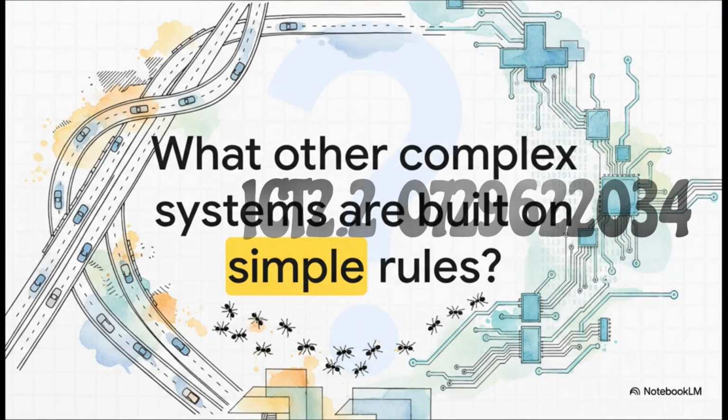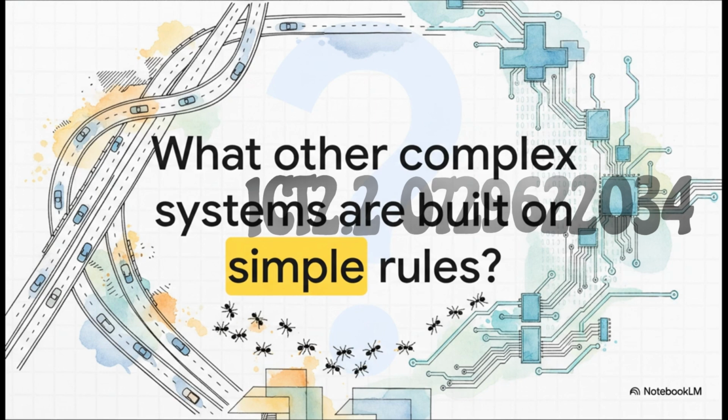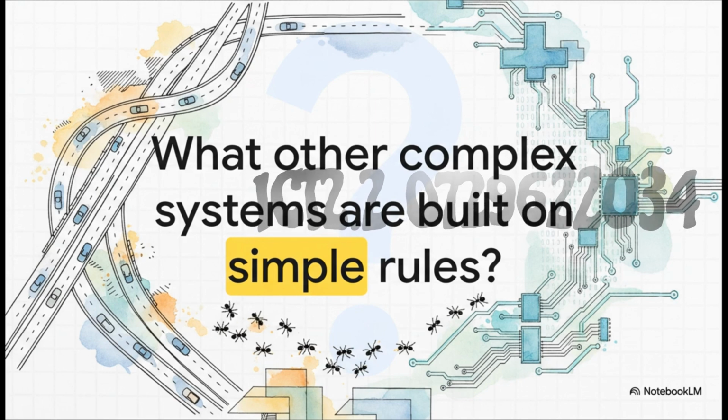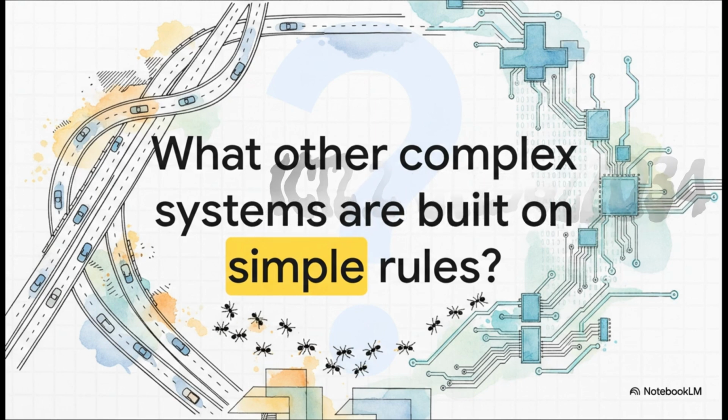And that kind of leaves us with a final thought to chew on. From the way traffic flows in a city to the way a colony of ants organizes itself, where else in your life do you see something incredibly complex that's actually built on just a handful of really simple, basic rules?